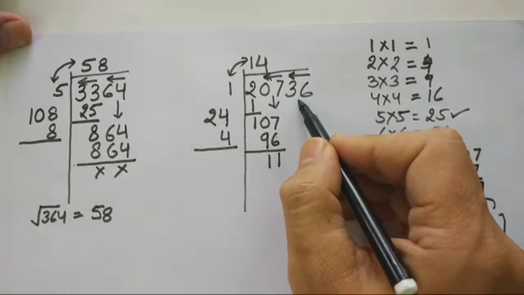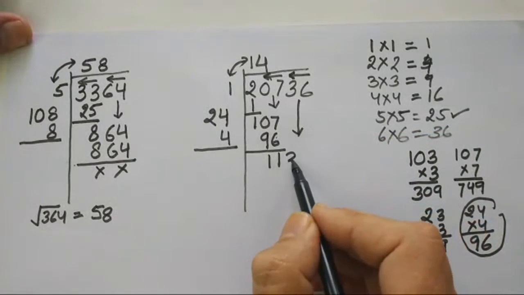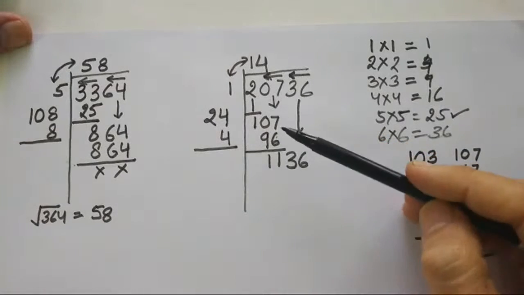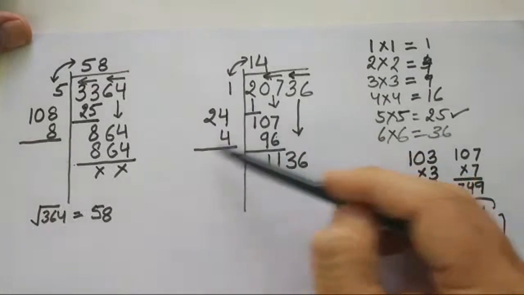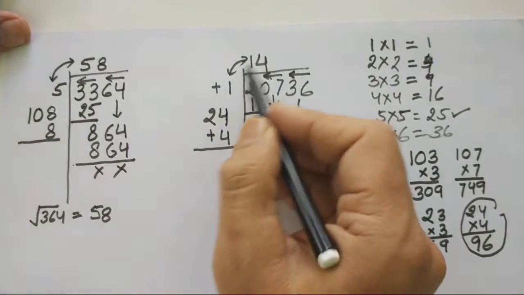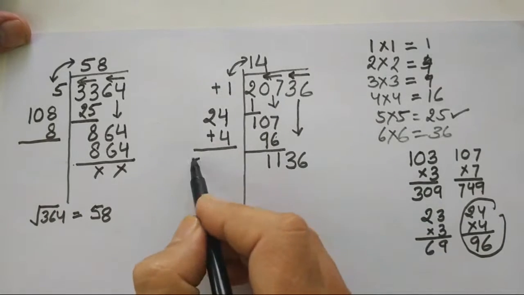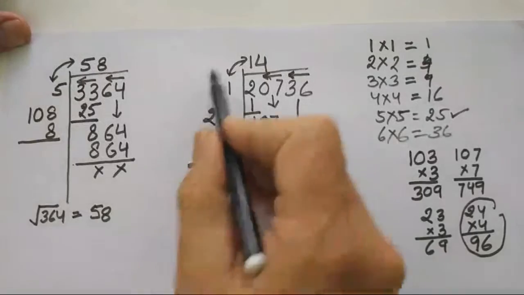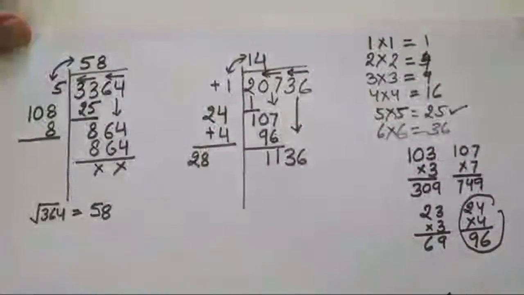Next number is 36. So we will bring 36 down. So it will become 3, 6. So now my next number to be divided is 1136. And what do we do on the left side? On the left side we add, like here also we have added 1 plus 1. Here also we will add 24 plus 4. It will become 28. So this side we add, and this side we multiply and write the answer.